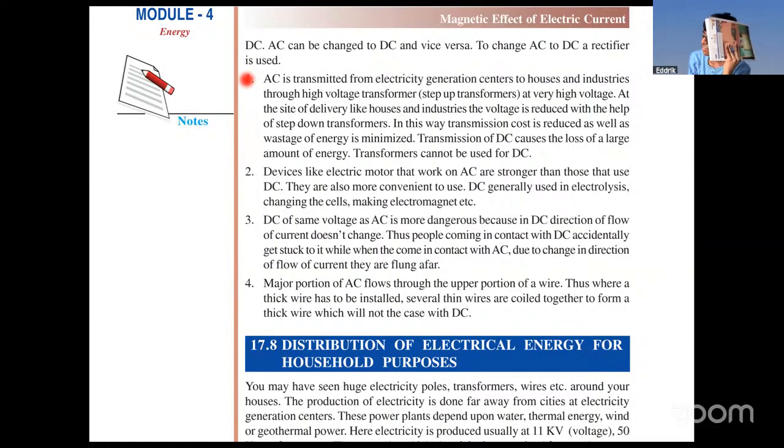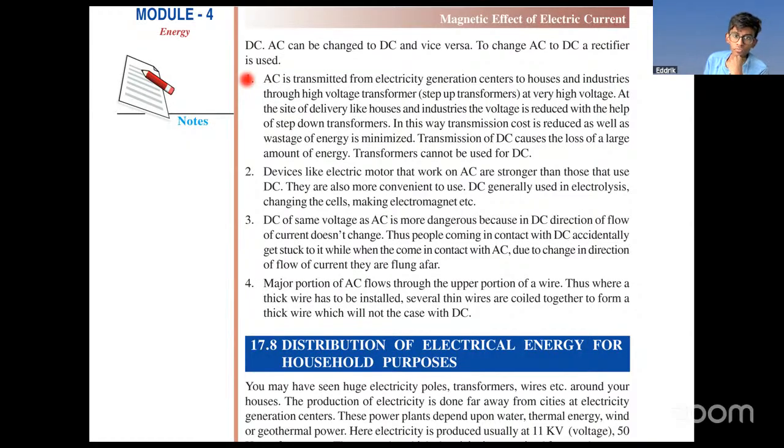17.7.3 Alternating current AC and direct current DC. In household as well as industrial purposes, AC is widely used. The current that flows out from the switch points at homes is AC. The current produced by a battery is DC. AC can be changed to DC and vice versa. To change AC to DC, a rectifier is used.